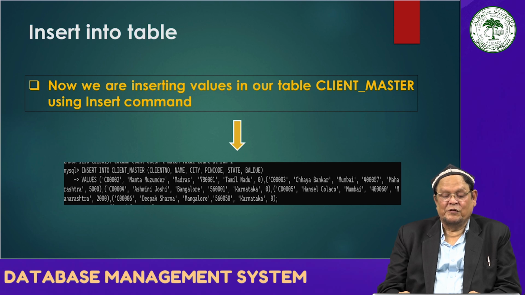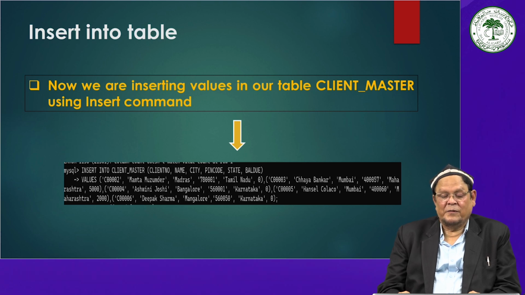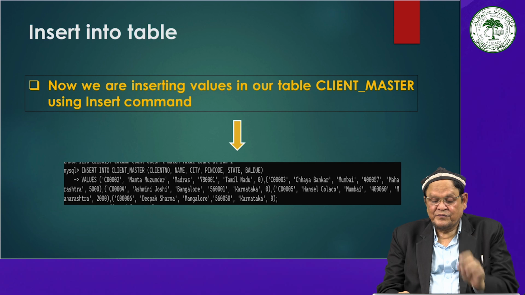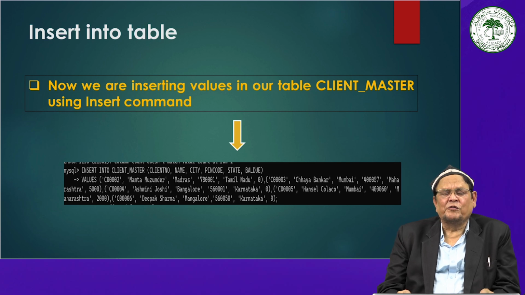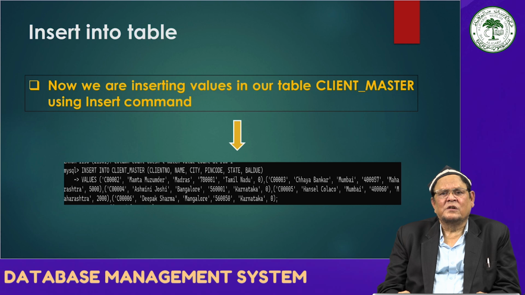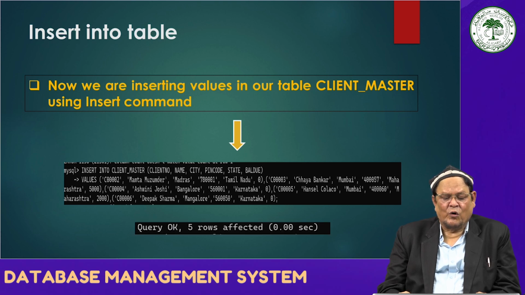The fourth, if you want to add within brackets, you have to write 005, Hansal Kolako, Bombay, 400, Maharashtra, and 2000, and so on. If you want 5, 6, whatever, here I am using the insert command to store 5 values in the address. So when you press OK, the command will come and it will display 5 rows affected.